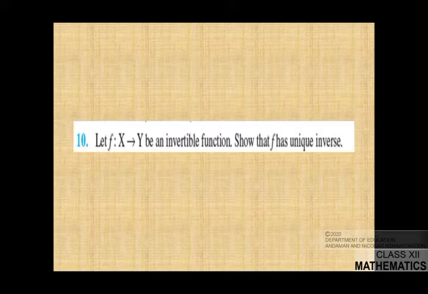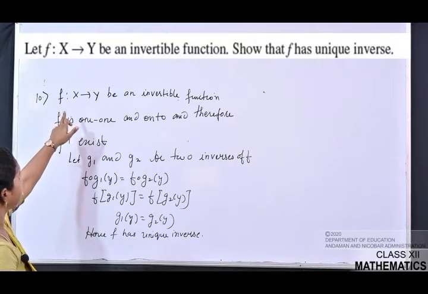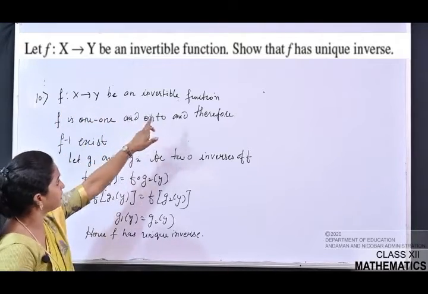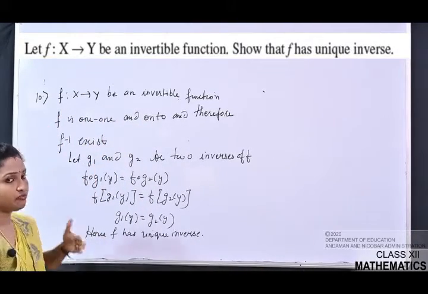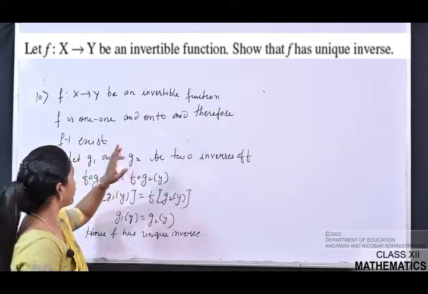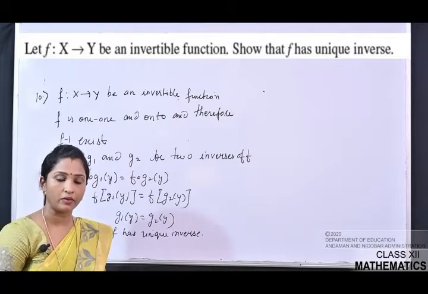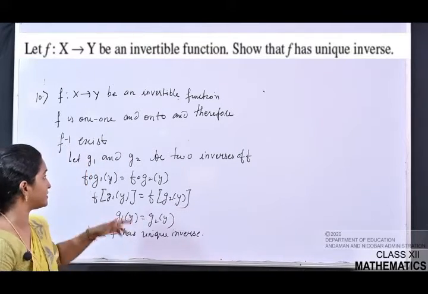Let f be a mapping from X to Y be an invertible function. Show that f has a unique inverse. Now, very important question here. Given that f is an invertible function, that means what? f is one-one and onto, and therefore what can you say? f inverse exists. Since the function is invertible, it will definitely be one-one and onto, and its inverse exists.